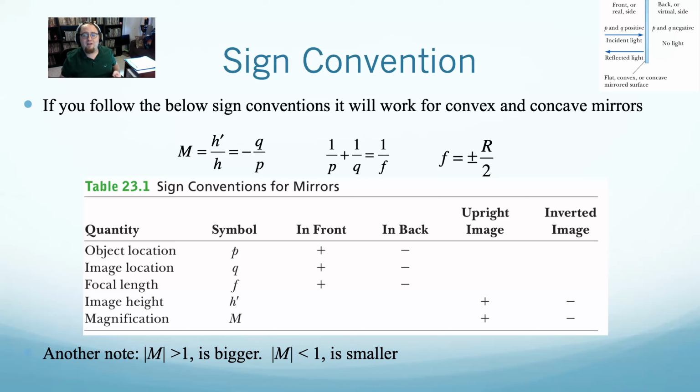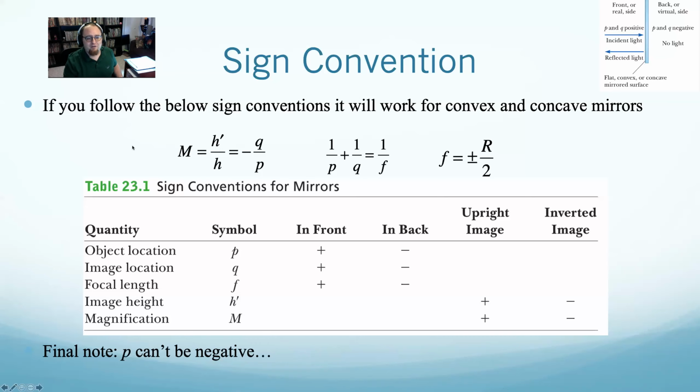In general, I'm going to ask things like, is it magnified or reduced? Look at the magnification. Is it bigger than 1, less than 1? Is it upright or inverted? Is your magnification positive or negative? Is the image real or virtual? Real image, Q is positive. Virtual image, Q is negative.